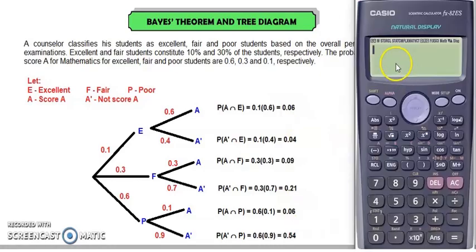Okay, so if you calculate 0.06 plus 0.04 plus 0.09 plus 0.21 plus 0.06 and the last one 0.54. So the total probability must be equal to 1. So when you calculate probability, it cannot be more than 1 and cannot be negative.